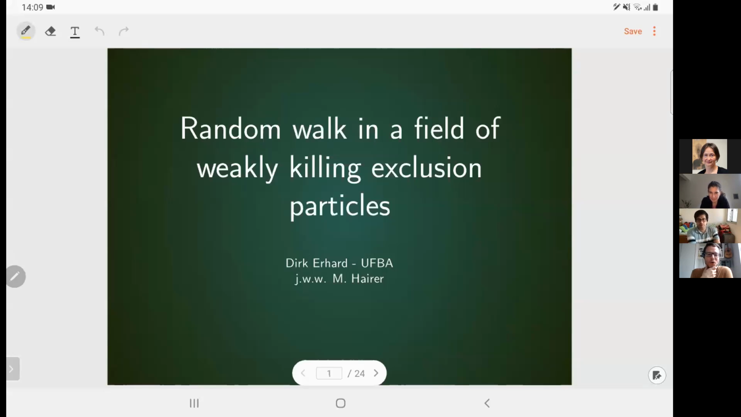And yes, so I will now talk about the work that we recently finished with Martin Heira called Random Walk in the Field of Weakly Killing Exclusion Particles. This work has been going on for many, many years. So some of you maybe already heard a talk about it, but there will also be some new things. So some aspects will be new. Okay, so let's get right into it.